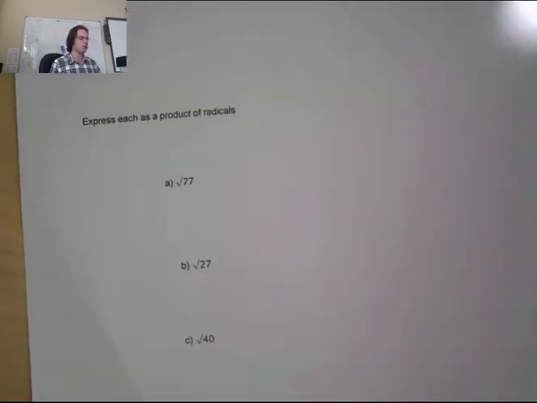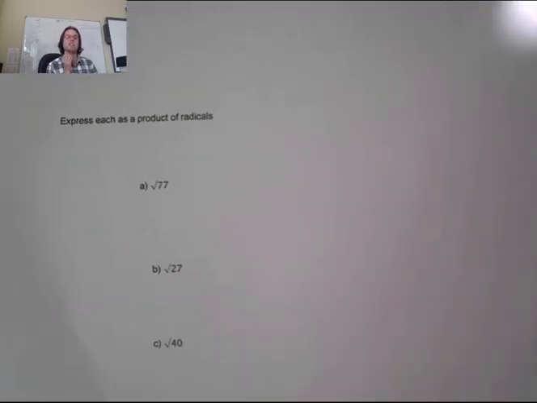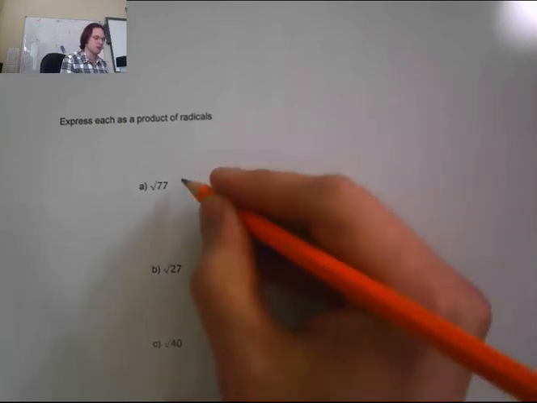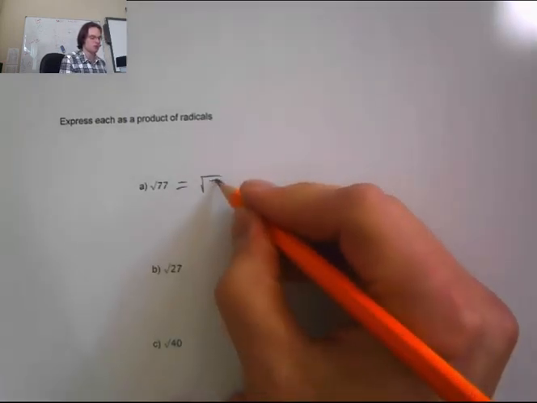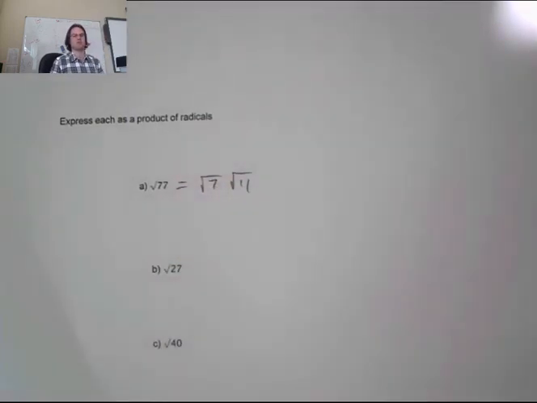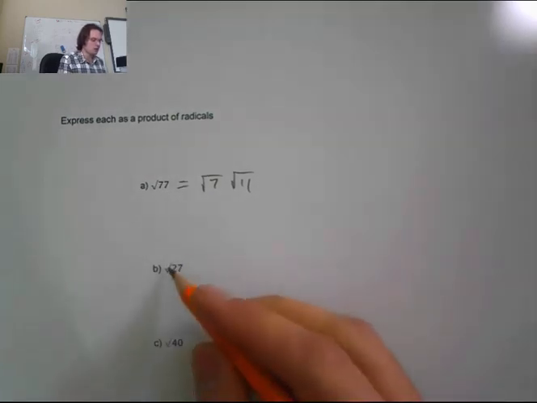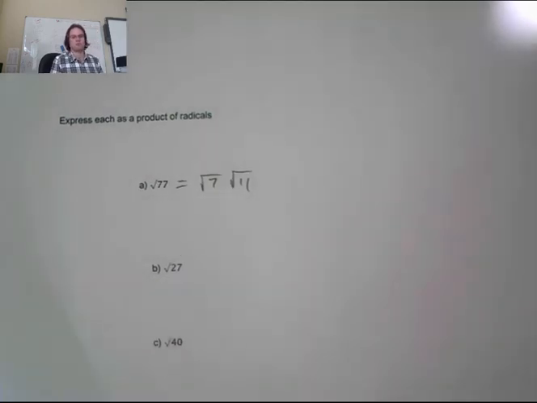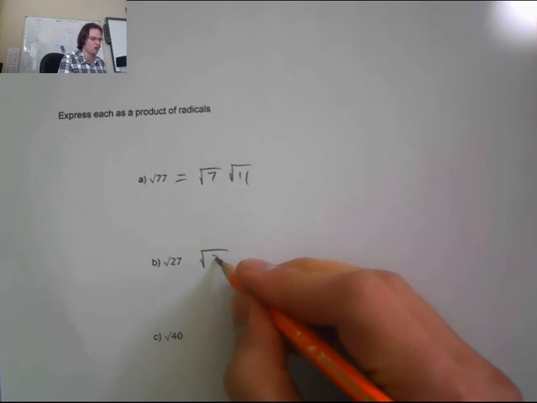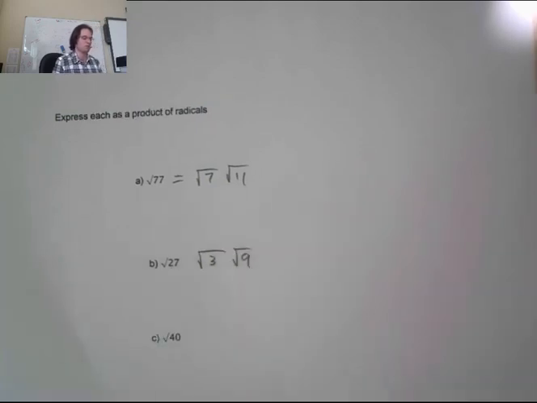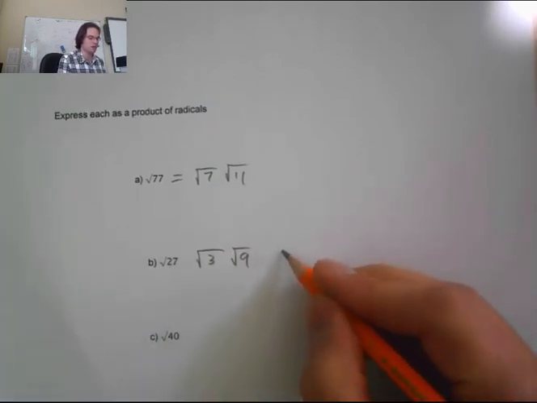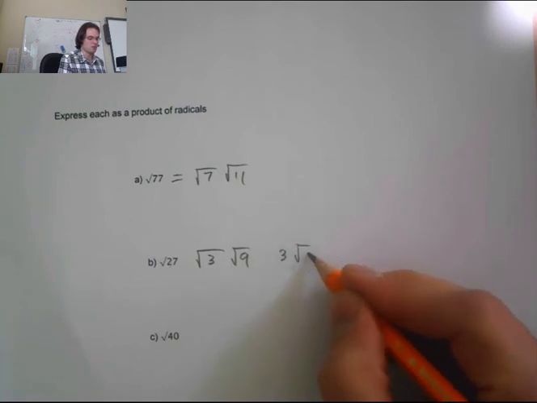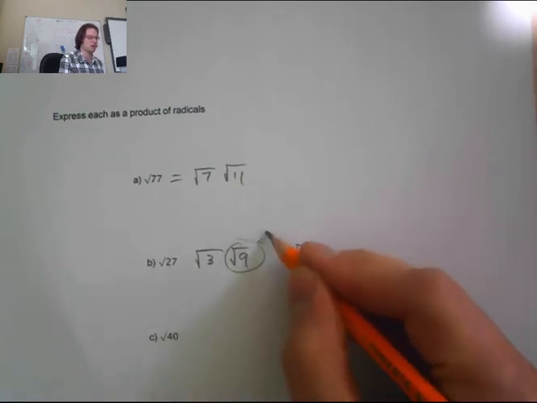Now, my last ones, express each as a product. So now we're expanding everything. Okay, so this is going to be the square root of 7 multiplied by the square root of 11. That's the only one I can think of. Next one here, 27. Well, I know 3 times 9, so that's the square root of 3 multiplied by the square root of 9, which is the same thing as 3 square root 3. The square root of 9 is equal to 3.